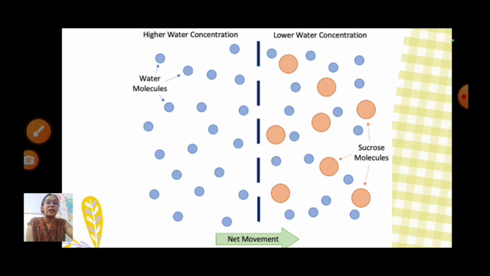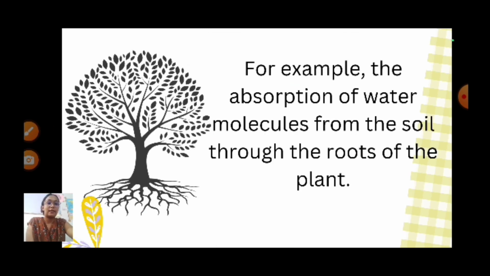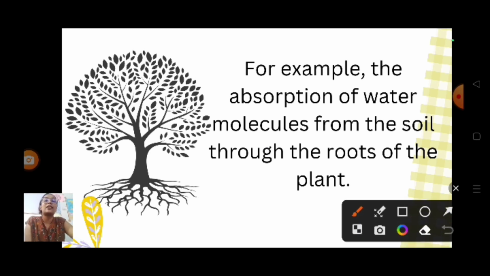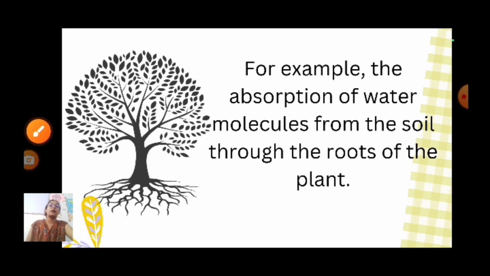Okay, then moving on to the next slide. Let's see one example of osmosis. So here you can see a tree. For example, the absorption of water molecules from the soil through the roots of the plant. So you know that through the roots, the water and minerals go up, absorbed by the tree. So how do the water molecules enter the root? Through osmosis. So this will be a good example of osmosis. Clear my point?